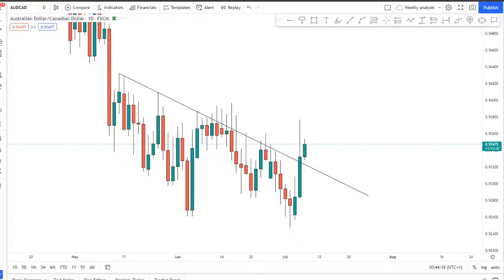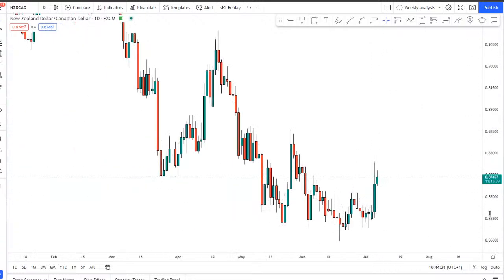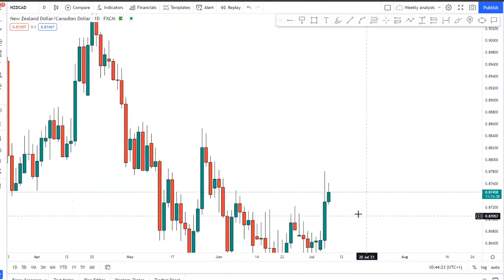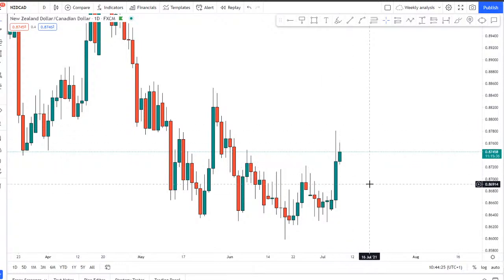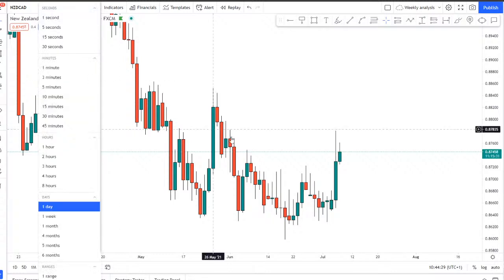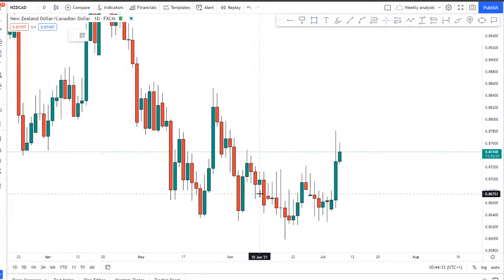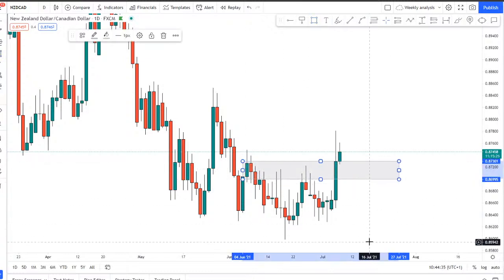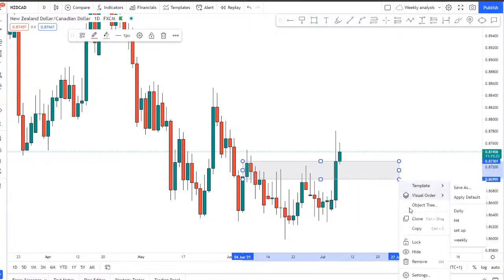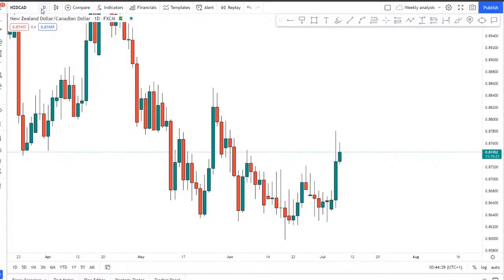And NZDCAD as well. So NZDCAD, a bit more convincing daily close. We did pull back quite a lot, but we did see some nice daily candle closes that were quite bullish, and we did see a break of resistance here. So we do highlight that area. We did see a break of that resistance there. So the market does look quite good for some new longs.